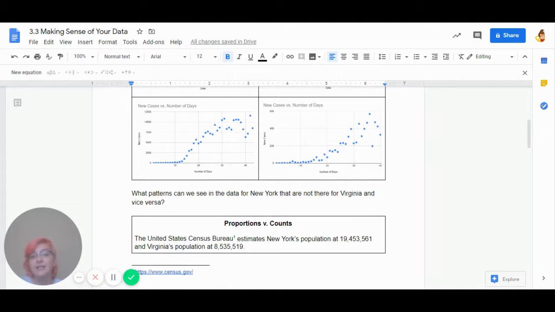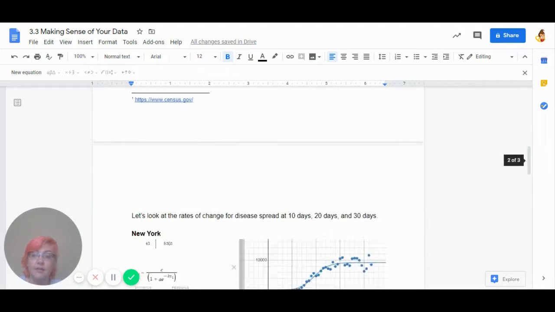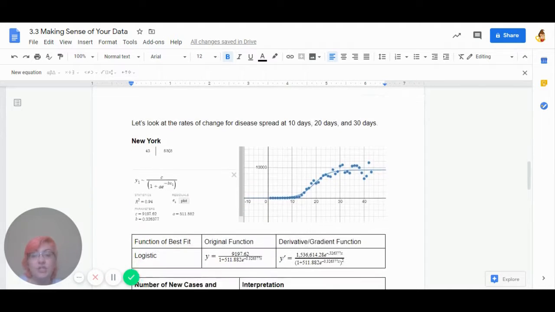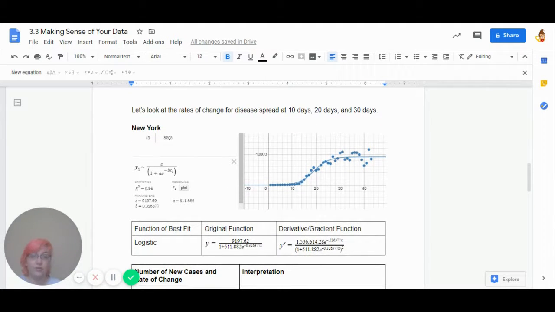The United States Census Bureau estimates New York State's population at 19,453,561, while Virginia's is 8,535,519. We can also look at the rates of change for disease spread at intervals. I randomly chose 10, 20, and 30 days. You can choose whichever interval you like.